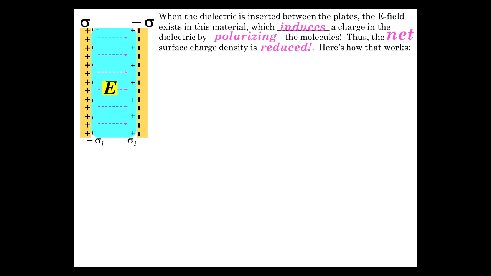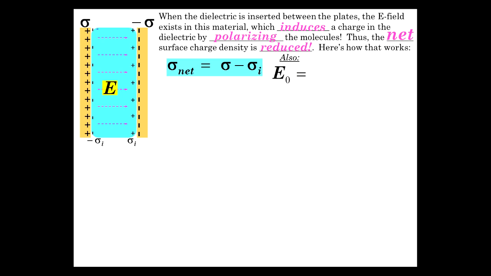And the result is our new electric field, which is smaller than the original. So by putting the dielectric in, the electric field went down. Now, the net surface charge density is the combination of the original plus the induced. So it's just subtract them, sigma minus sigma I.